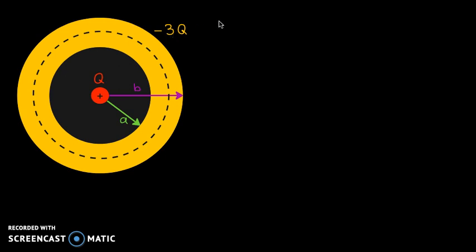So basically this negative 3 times q will be distributed between the inner and outer surfaces. Inside the inner surface we will have negative q, such that within the dashed black line, which is the Gaussian surface within the conducting material, the enclosed charge is 0, and the remaining charge, which is negative 2 times q, is going to be spread on the outer surface.